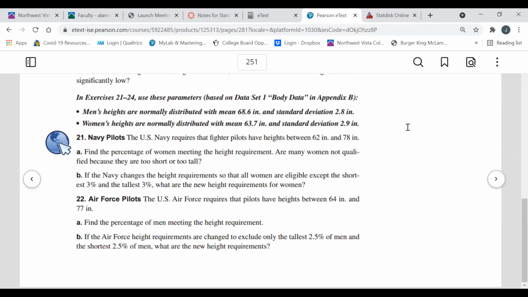All right, so here we go. Let's do 21. It says the U.S. Navy requires that fighter pilots have heights between 62 inches and 78 inches. Find the percentage of women meeting the height requirements. Are many women not qualified because they are too short or too tall? This one we're going to do with the probability, because they're not giving us the percentage. That's what we're trying to find. So my question is, which numbers are we dealing with? Are we dealing with the females or the males for 21A? Males or females?